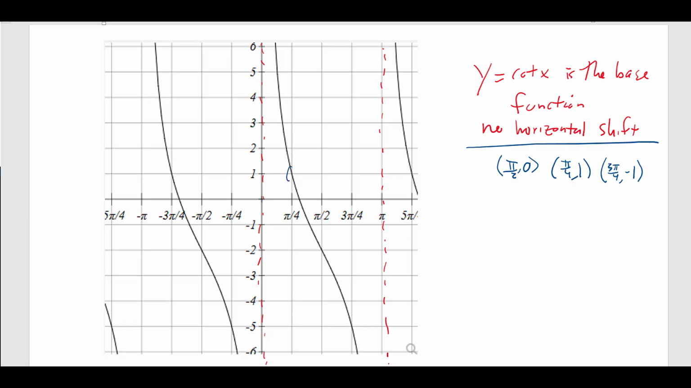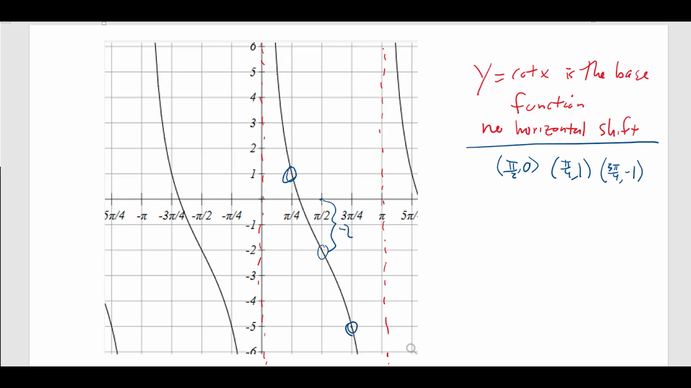I'm noticing the 1 is occurring here at pi over 4, so that actually checks. However, normally it would be going through 0 at pi over 2, but where it's crossing is actually down here a little bit further, which is 2 down. That's interesting. That implies some kind of a shift. And then 3 pi over 4 is not hitting at -1. It's hitting down here at -5.